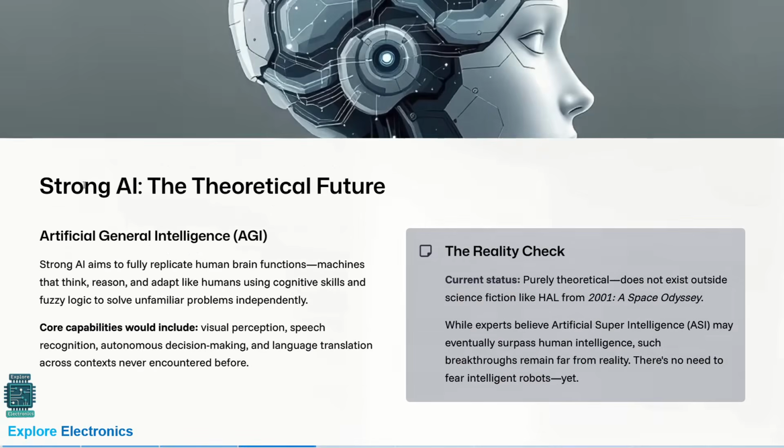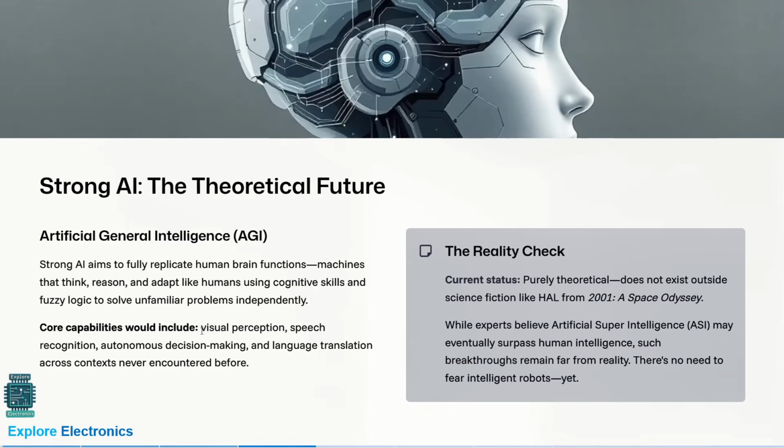So the next thing is strong AI. What do you mean by strong AI? This is still a theoretical future. Artificial general intelligence, AGI, or strong AI, aims to fully replicate the human brain functions, how humans actually think. If it is able to replicate that, then we call it a strong AI. Here machines think, reason and adapt like humans using cognitive skills. We have seen what cognitive skills are in the previous video. So all the analytical ability of the human brain, how it thinks, it should understand the emotions, it should think cognitively and use fuzzy logic to solve unfamiliar problems independently. That is what strong AI is.